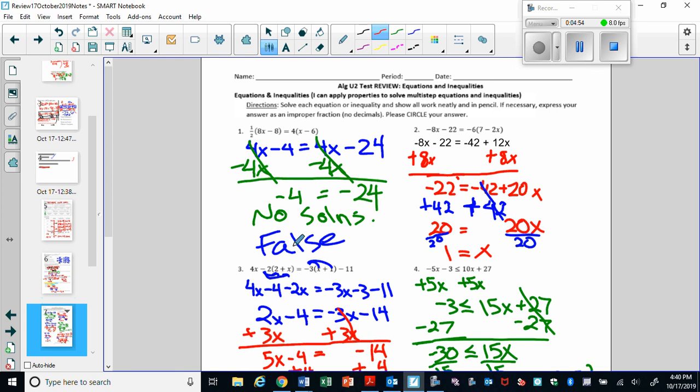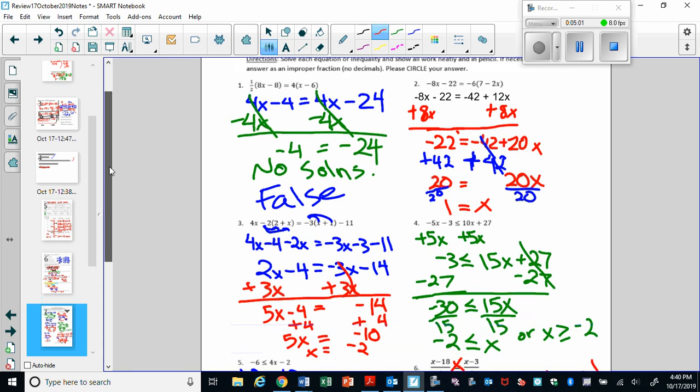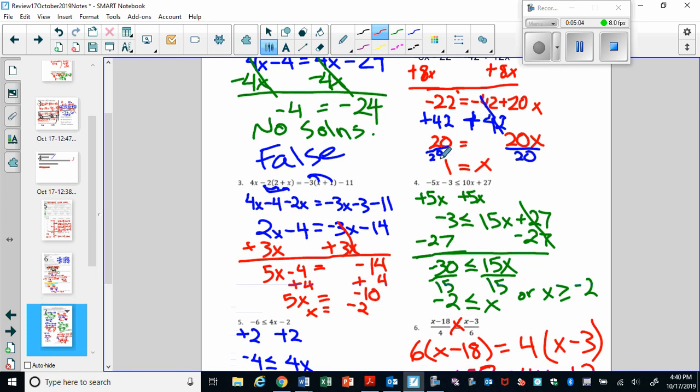Here, number 1, no solutions. 2 constants are not equal to each other. The remaining problems we've done in one way, shape, or form. Again, number 3, take care of the distribution and combine like terms if necessary before you add or subtract on both sides of the equation. Clean up your sides first, then do your adding and subtraction property of equality.